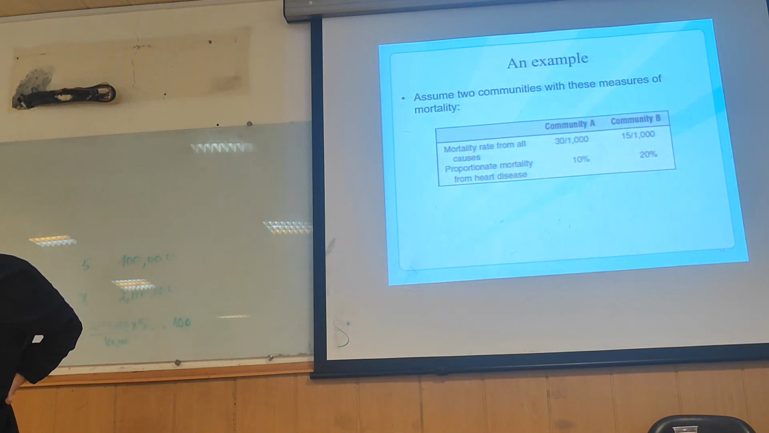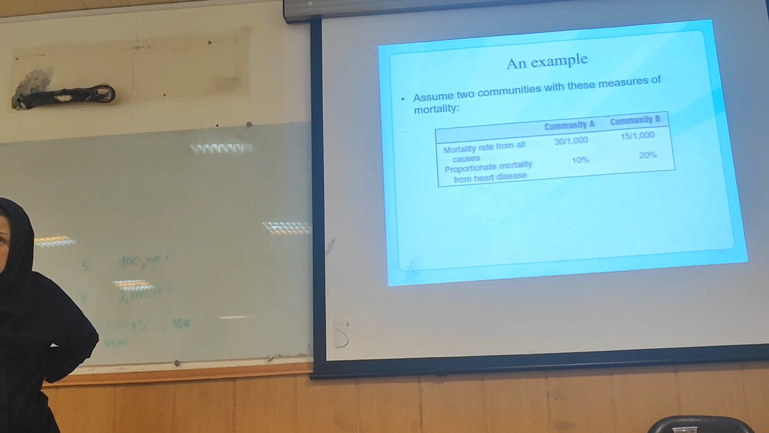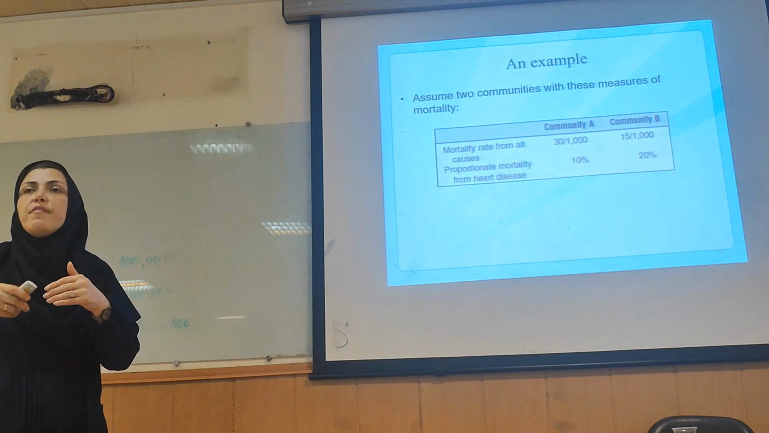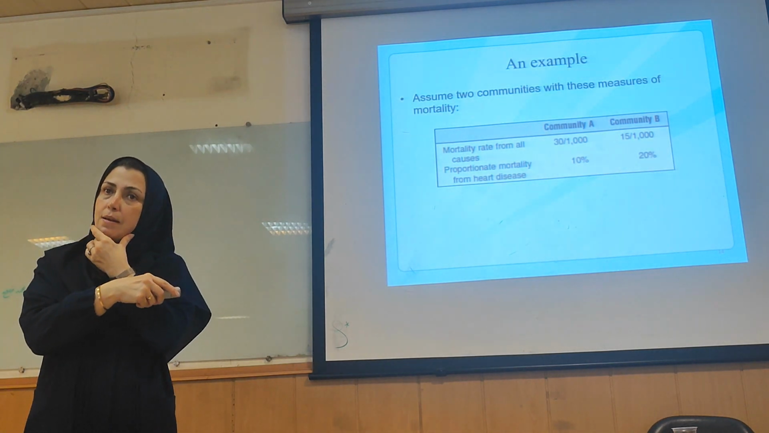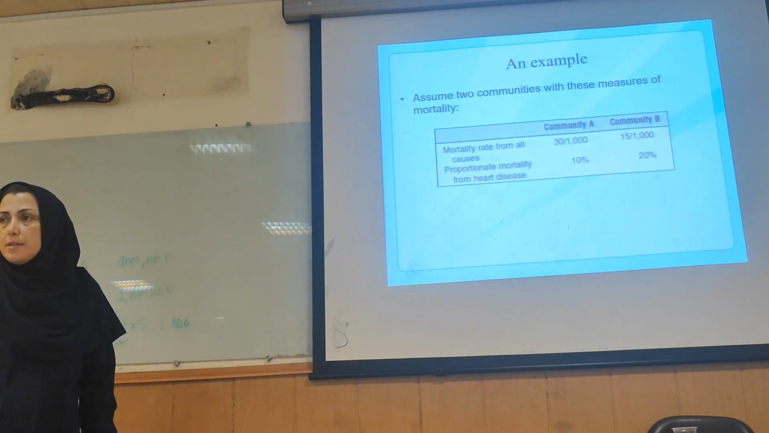It means 3 out of the 30 people who died in community A. No. This 10%. It means that 10% of all the deaths in community A were from heart disease. Very good. It means that out of 100 deaths, 10 are related to heart disease.